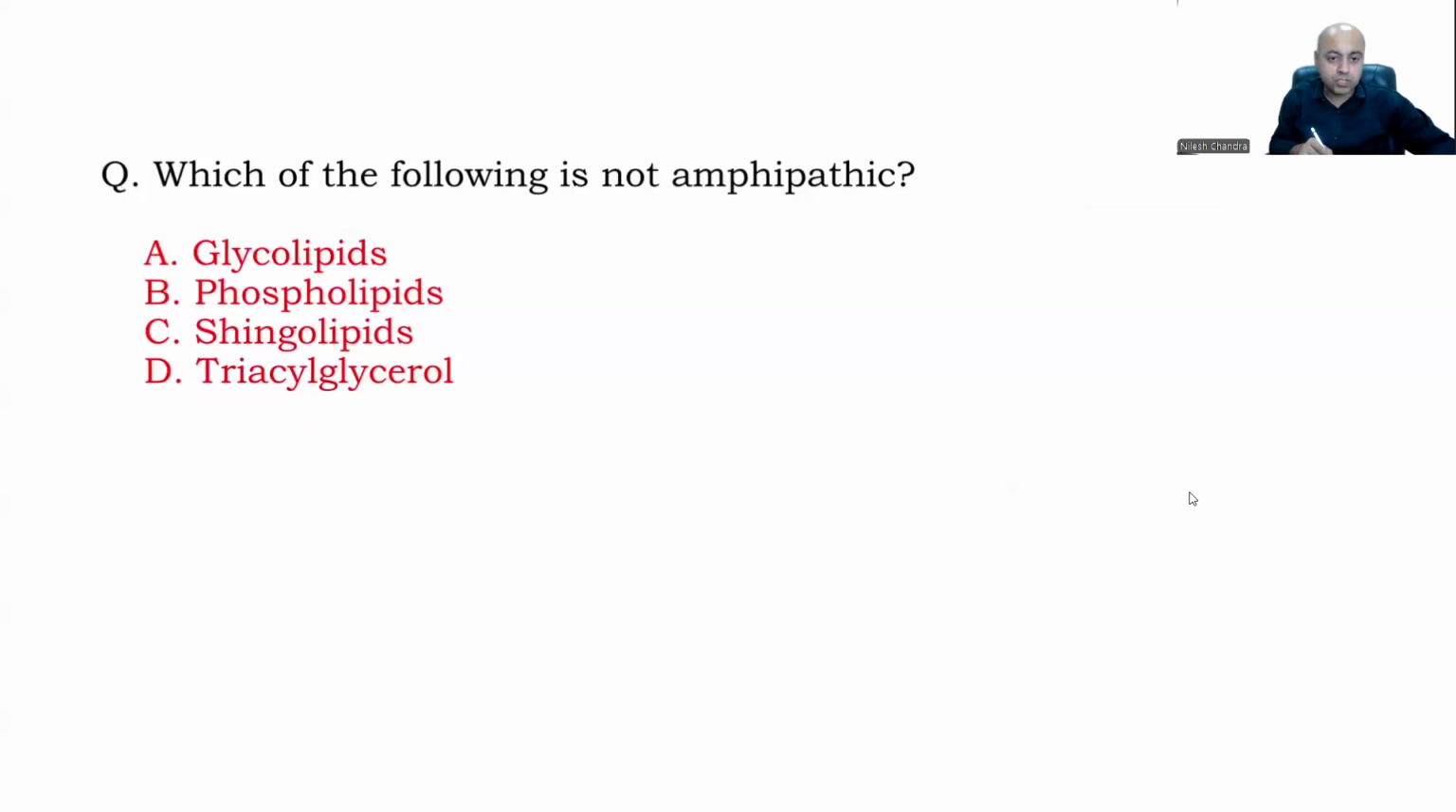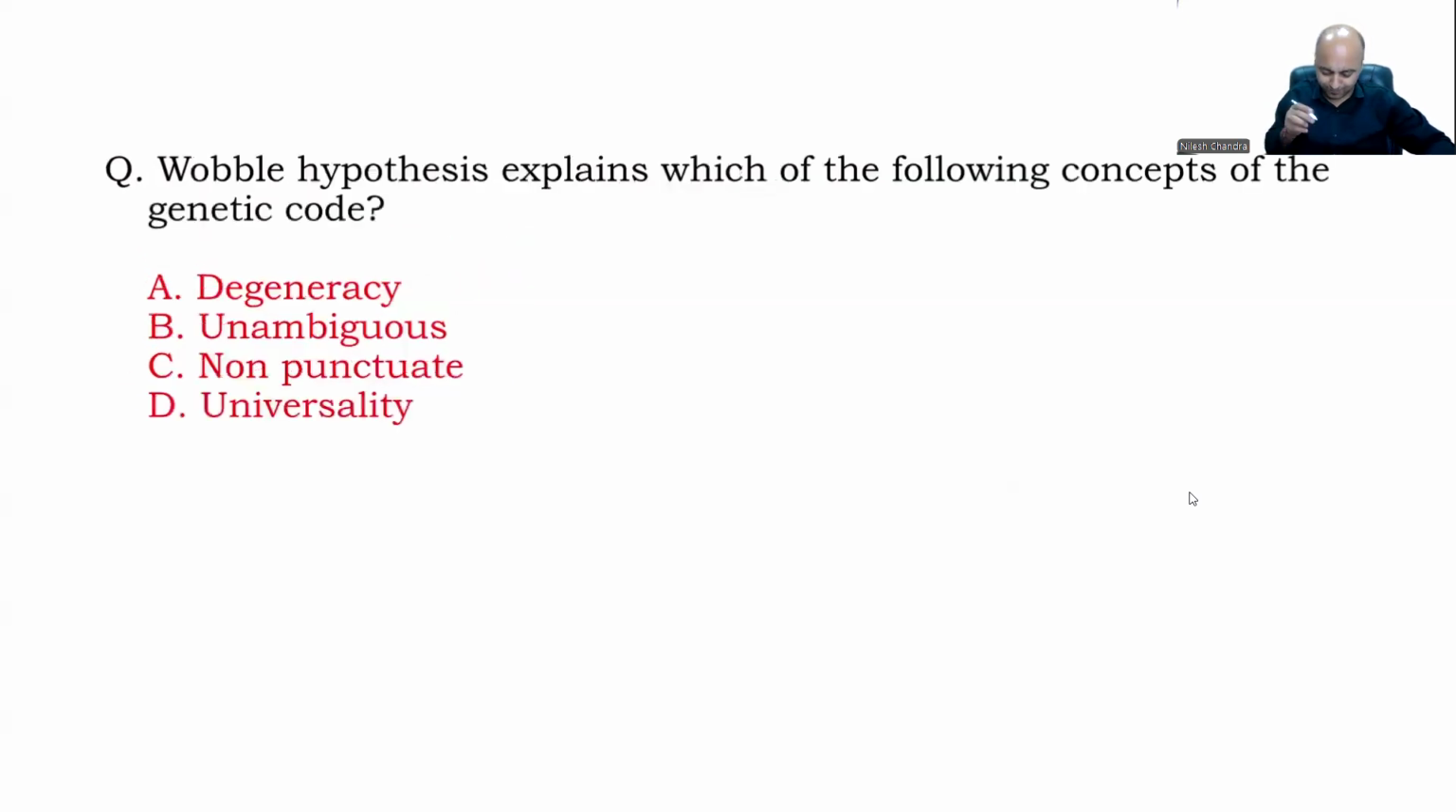Moving to next question, which of the following is not amphipathic? Your options are glycolipids, phospholipids, sphingolipids, and triacylglycerol. Okay, please note the glycolipids, phospholipid, and the sphingolipid. These are complex lipids. They are amphipathic. Triacylglycerol is not hydrophilic. It is hydrophobic. It is not hydrophilic. Therefore, it is not amphipathic. The correct answer here is triacylglycerol.